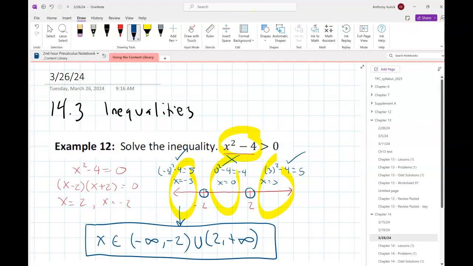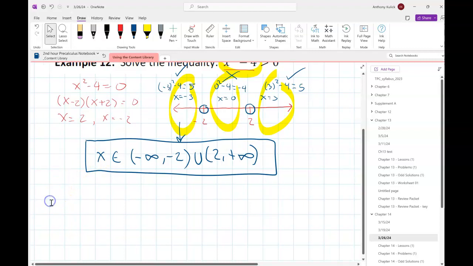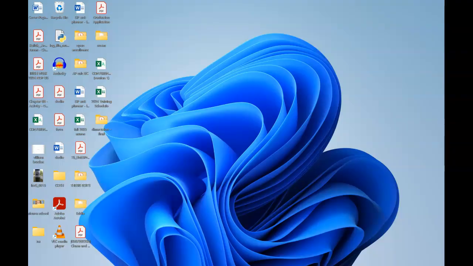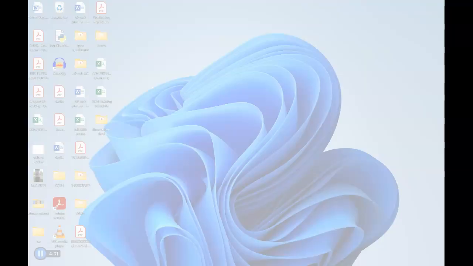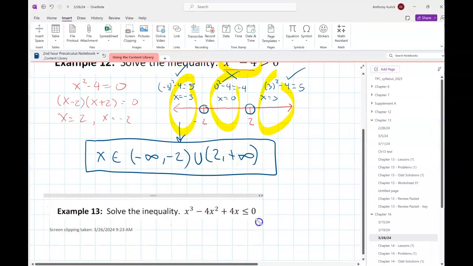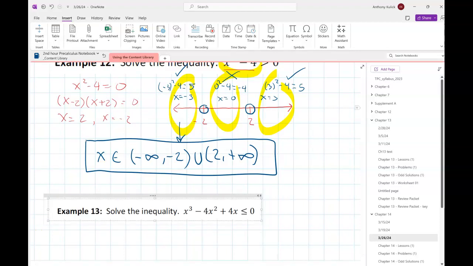Let's do another example. All we're doing today is just examples of doing this process. So we're going to start off with some polynomial examples, and then we'll work our way through some more complicated function examples. But that's the gist of it. If you get the sign diagram process, we should be okay.